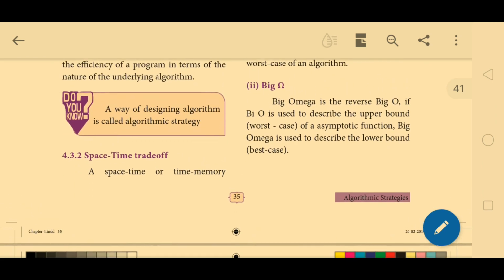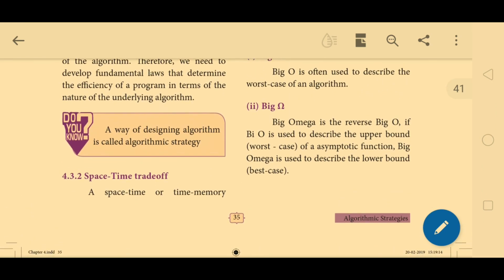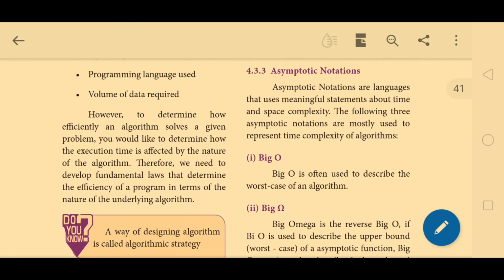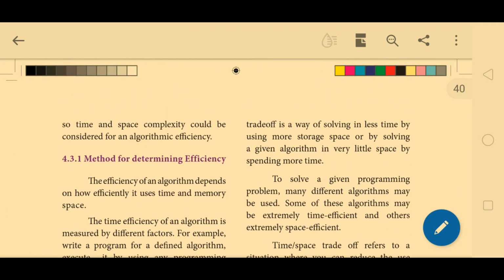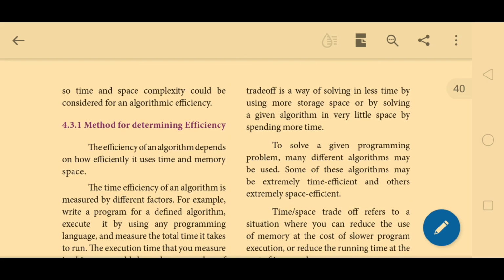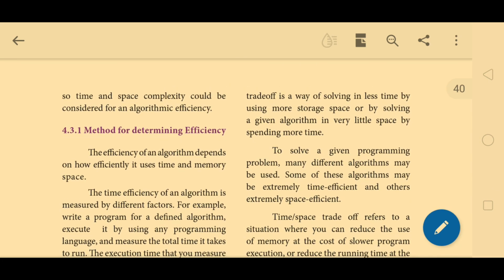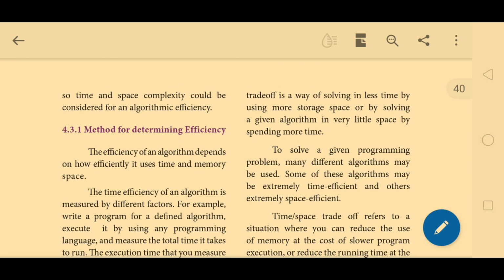Space-time trade-off. Here the space-time trade-off is nothing but space-time or time-memory. A trade-off is where one thing increases and another thing decreases. If the space increases, time decreases. If the time increases, space decreases.